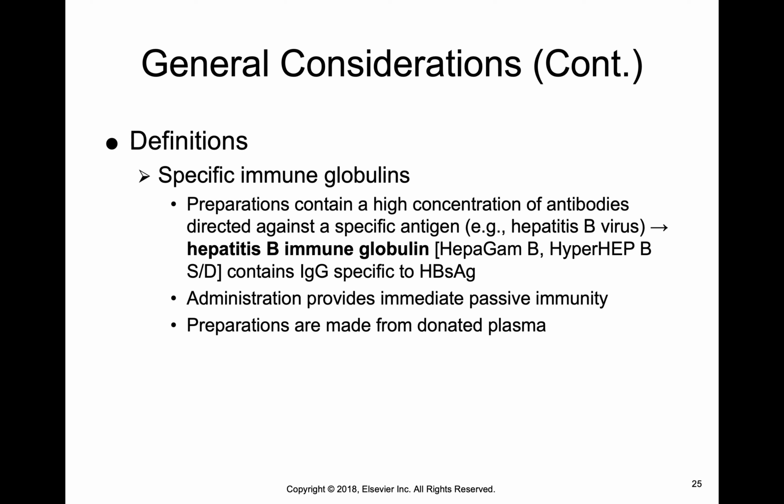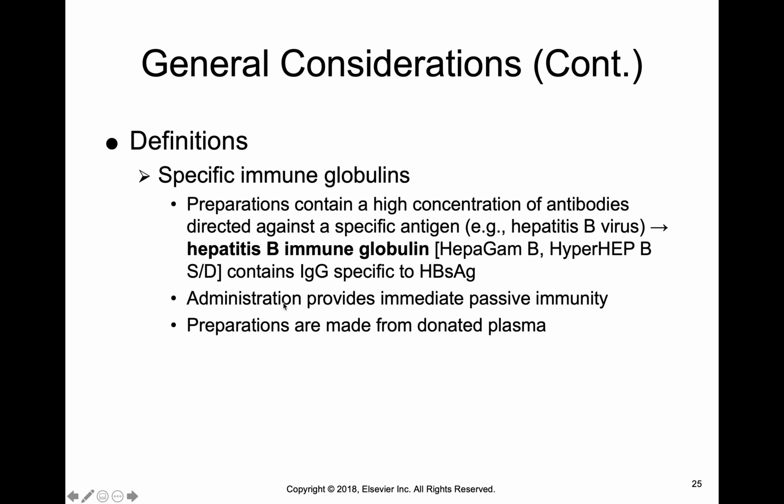So we do make specific immunoglobulins, and like I gave the example before, hepatitis has an immunoglobulin. It's Hep B immunoglobulin. These are the brand names, HepaGam and HyperHep. And so they contain IgG, and if you remember from prior slides, IgG is kind of the long-term antibody-producing immunoglobulin. And so this immunoglobulin creates a lot of antibodies that are specific to the hepatitis B surface antigen. And again, so we can infuse this into you. That provides passive immunity.